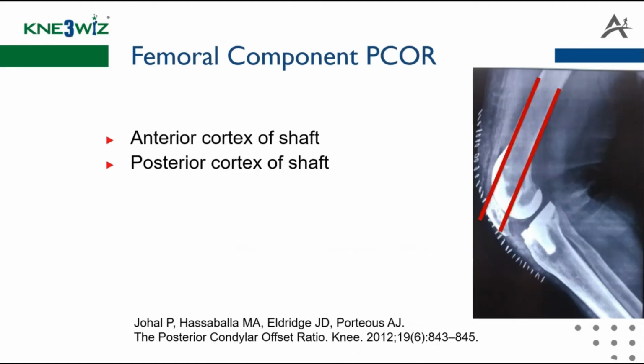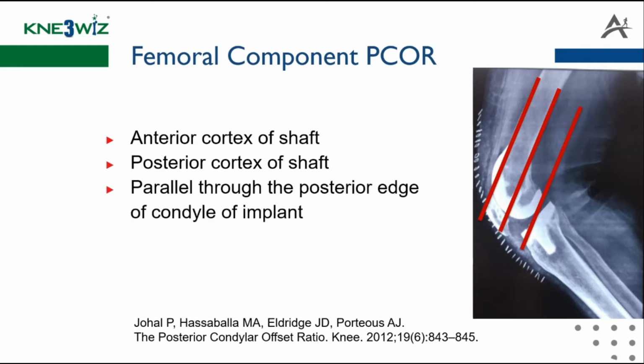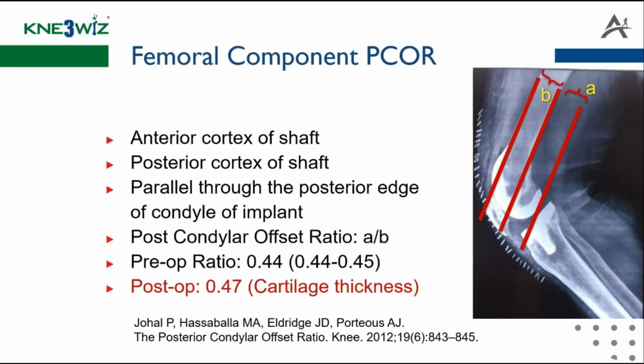Calculation of the femoral component posterior condylar offset ratio is much the same. Three parallel lines: anterior cortex, posterior cortex, and a parallel through the posterior edge of the condyle of the implant. The average ratio is higher as cartilage thickness is added to the component. Hence, here the component ratio is close to half.